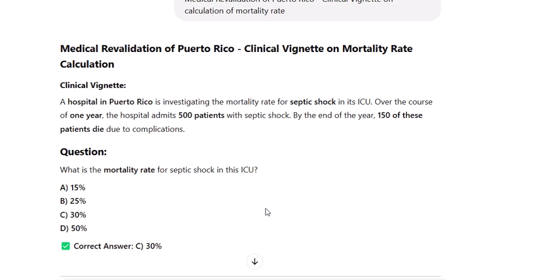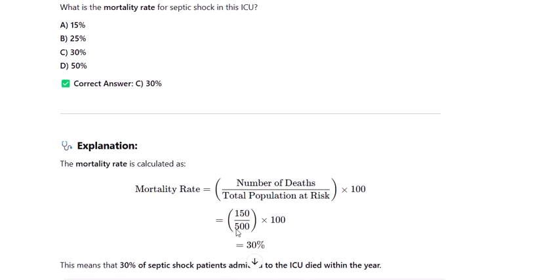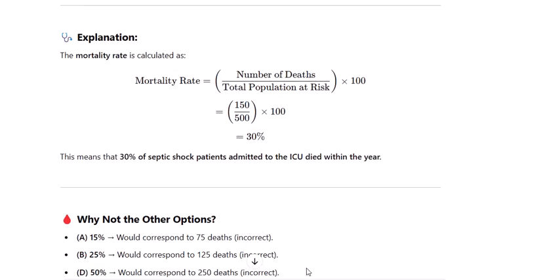Correct answer, C, 30%. Explanation: the mortality rate is calculated as mortality rate equals number of deaths over total population at risk, times 100, equal to 150 over 500, times 100, which is 30%. This means that 30% of septic shock patients admitted to the ICU died within the year.